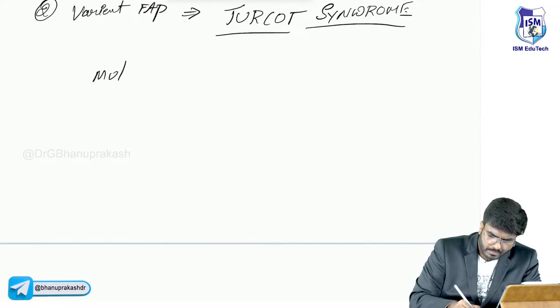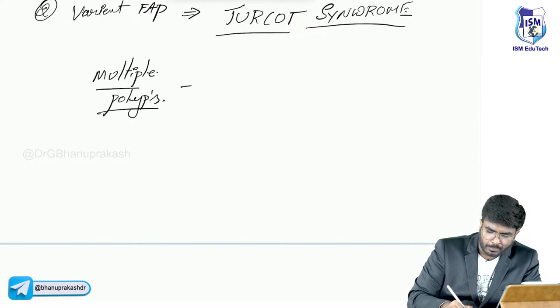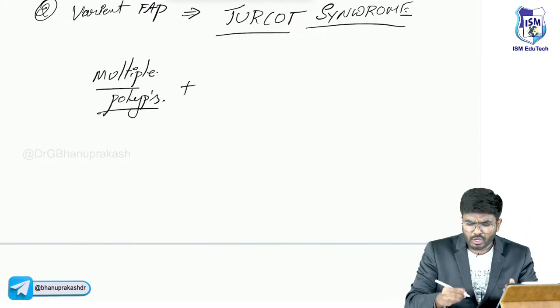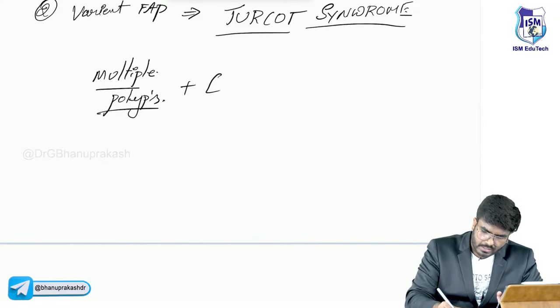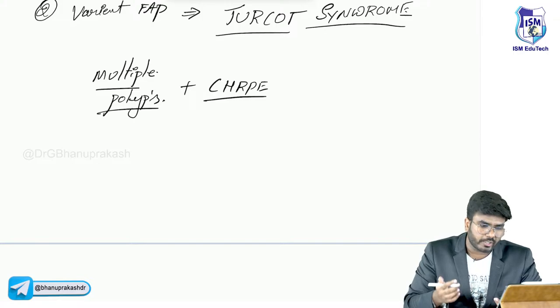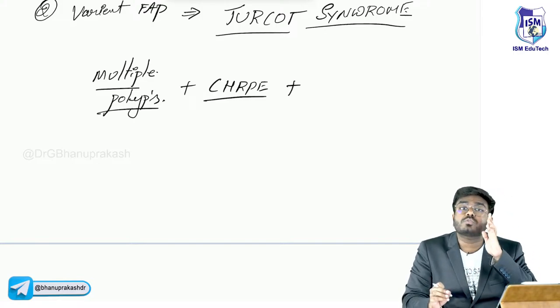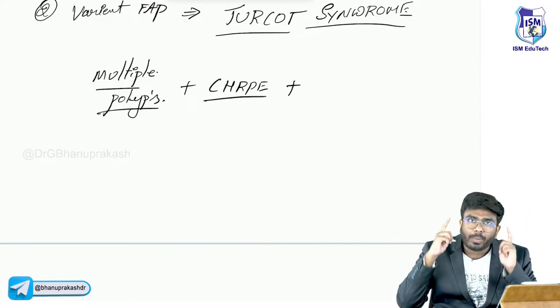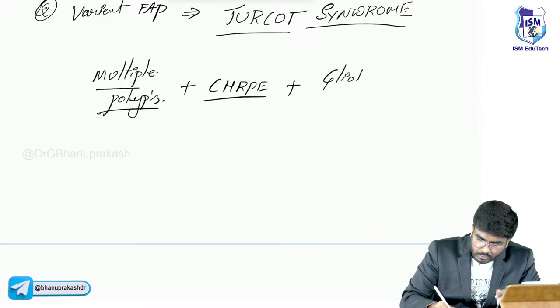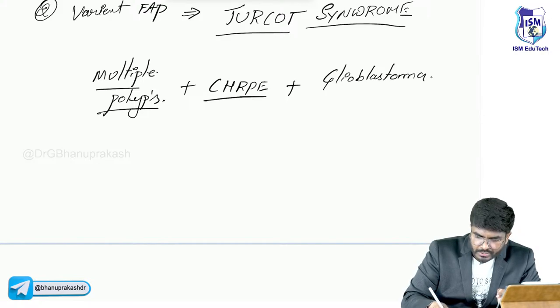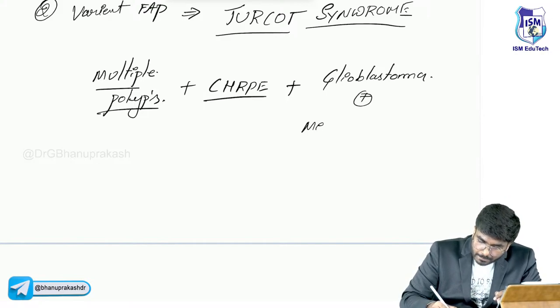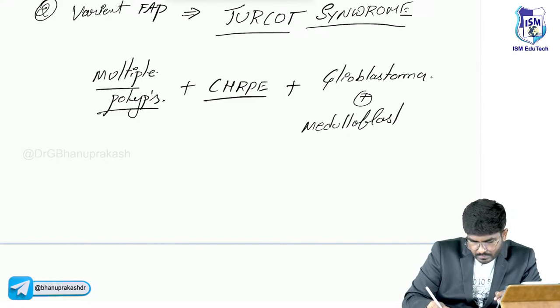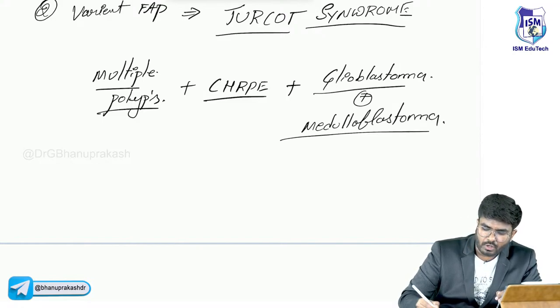Now, in Turcot syndrome, what is the patient going to have? Simple: multiple colonic polyps. Along with that, congenital hypertrophy of retinal pigment epithelium, that dot I mentioned on the retina. Apart from this, the patient is going to have a CNS tumor: glioblastoma multiforme or medulloblastoma. So CNS involvement is going to be there.